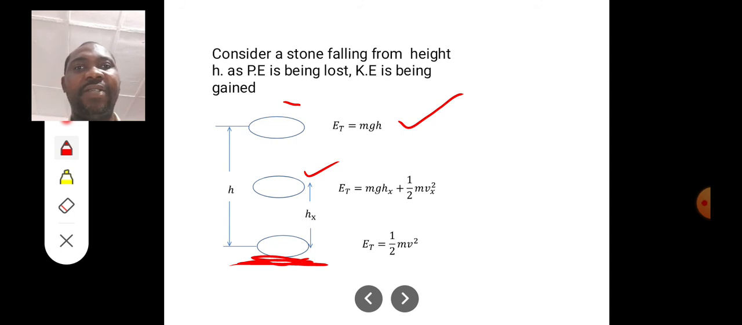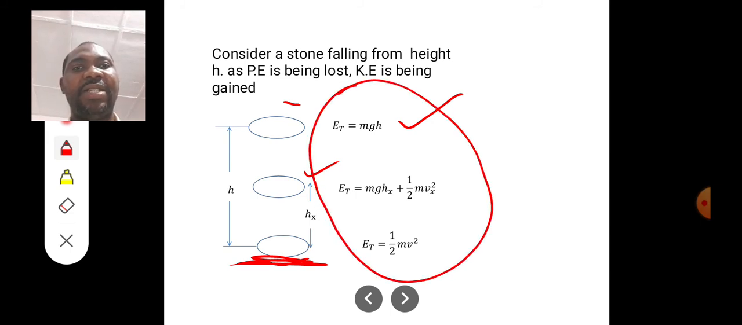I want to let you know that according to conservation of energy, all the energies are equal. That means mgh is equal to mghx plus half mvx squared, which is also equal to half mv squared. Note that. So the total energy at any point is the same.